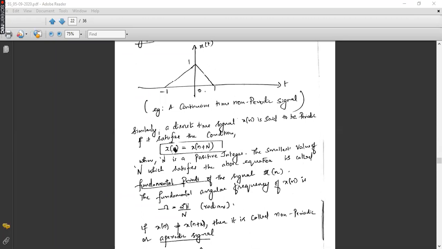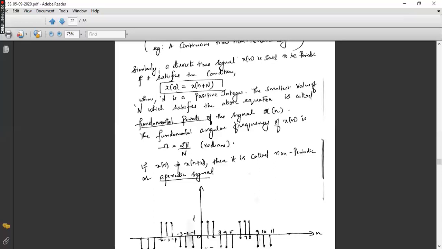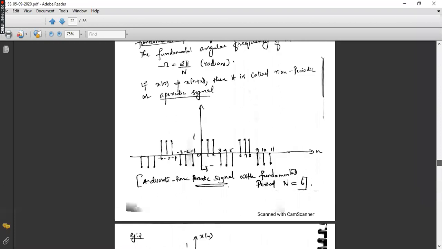Now you check the condition by substituting the time instant value. Put n equal to 0 here and check. So when n equal to 0, x of 0 is equal to x of 0 plus 6. Clear? You told that N is equal to 6, isn't it? So x of 0 is equal to x of 6. Now check in the graph whether the condition is satisfied. At 0 you are having 1. At 6 you are also having 1. So the condition is fine.